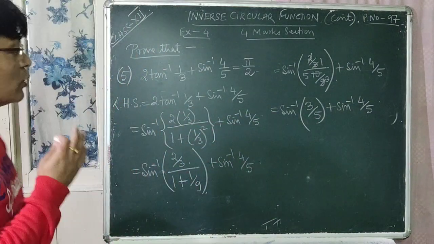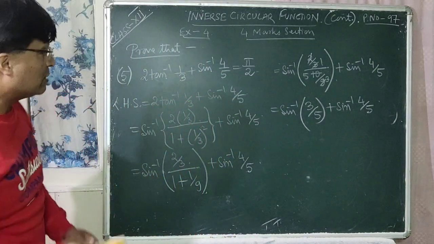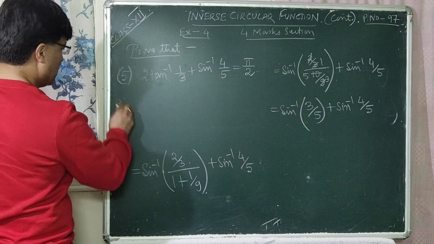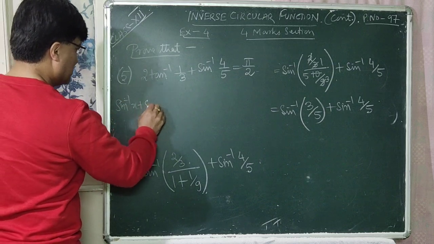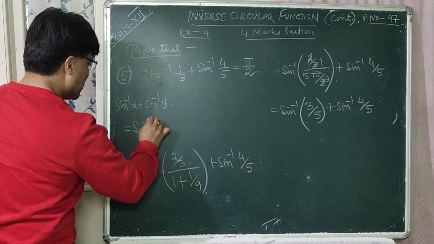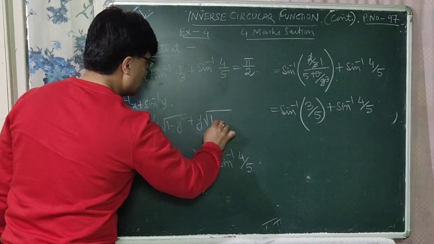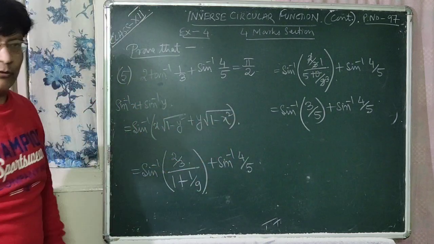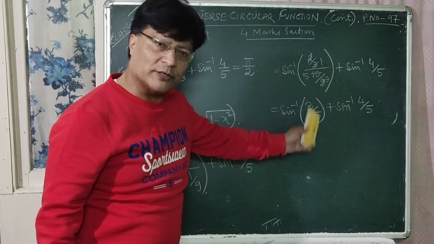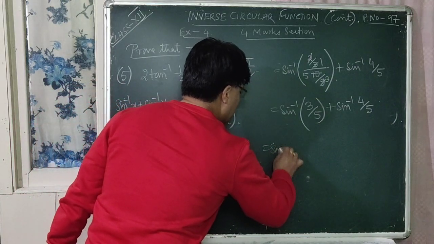Is that clear? So now let us use the formula for sine inverse x plus sine inverse y. So can you tell me what is sine inverse x plus sine inverse y? What is the formula? It is sine inverse x root under 1 minus y square plus y root under 1 minus x square, right? So this is the formula that you can use here. So instead of x, what is there? 3/5. Instead of y, what is there? It is 4/5. Okay. So which is equal to sine inverse.